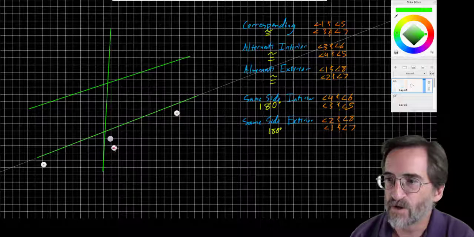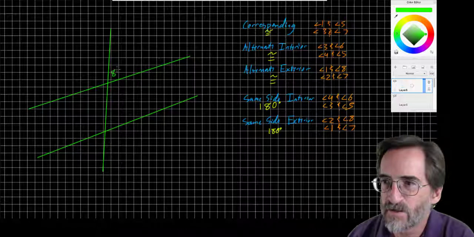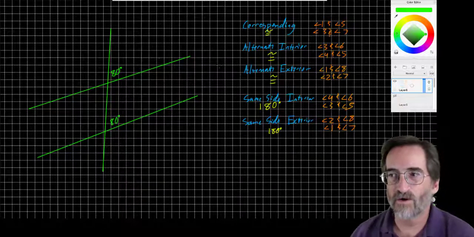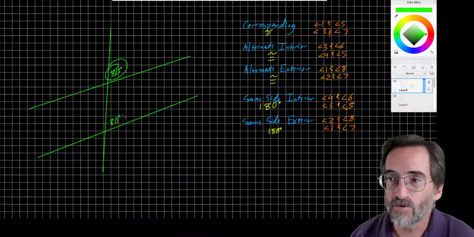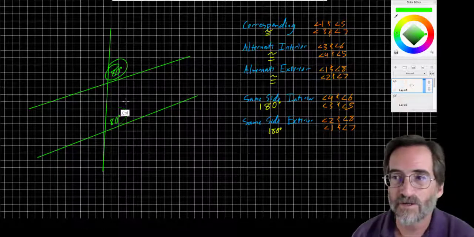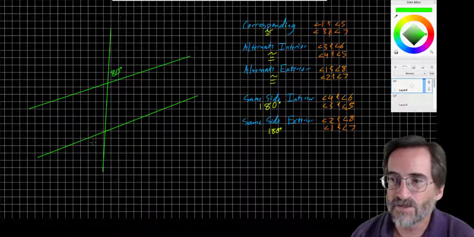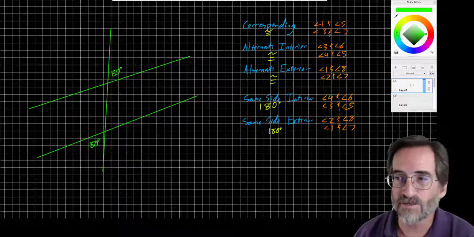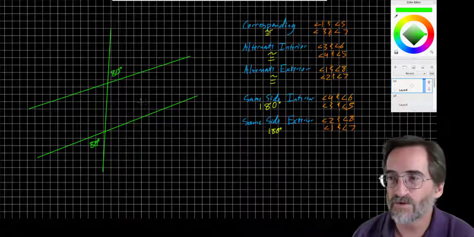Little askew there, okay? And let's say this angle is 80 degrees, and this angle is 80 degrees. And you're asked, are the lines parallel? The answer would be yes, they are, because corresponding angles are congruent. Okay? If this angle is 80 degrees and this angle is 80 degrees, are the lines parallel? The answer is yes, because alternate exterior angles are congruent, right?